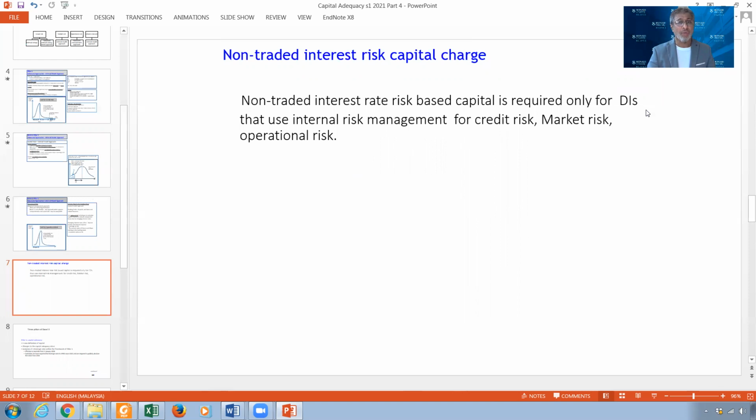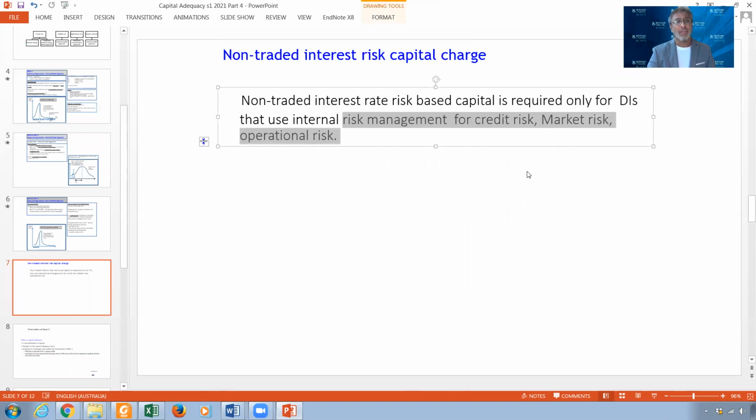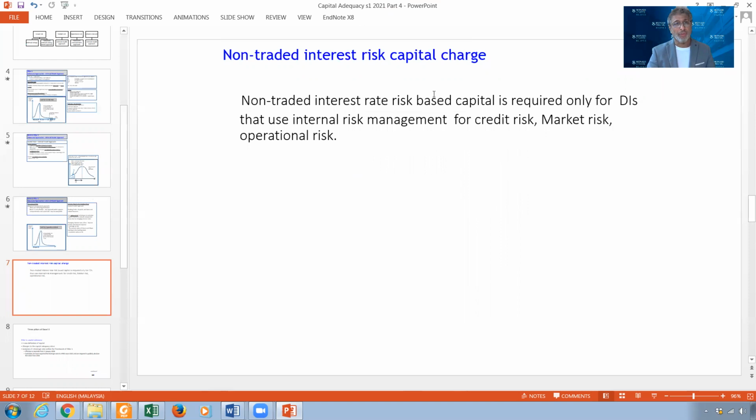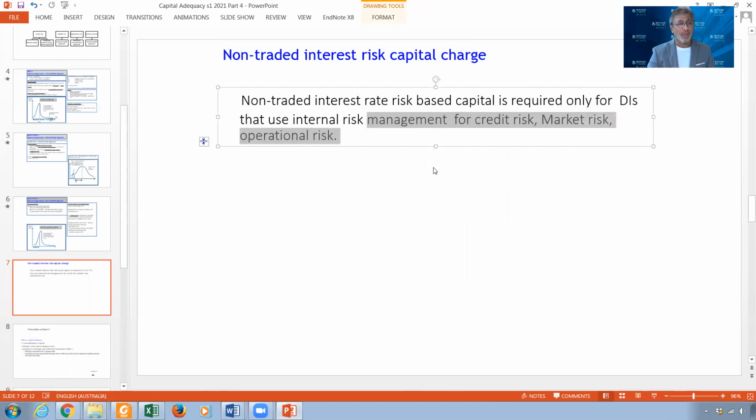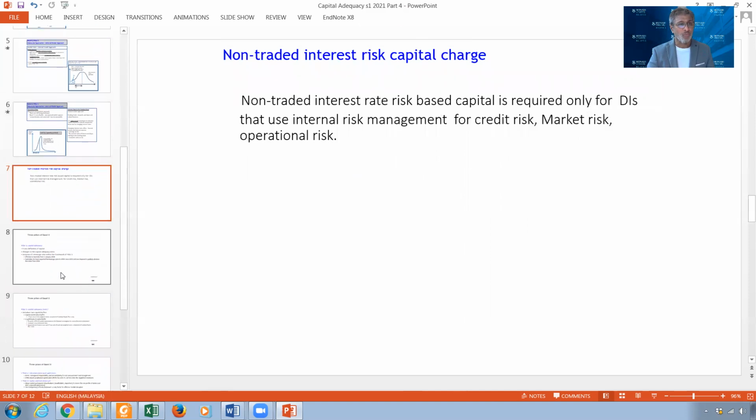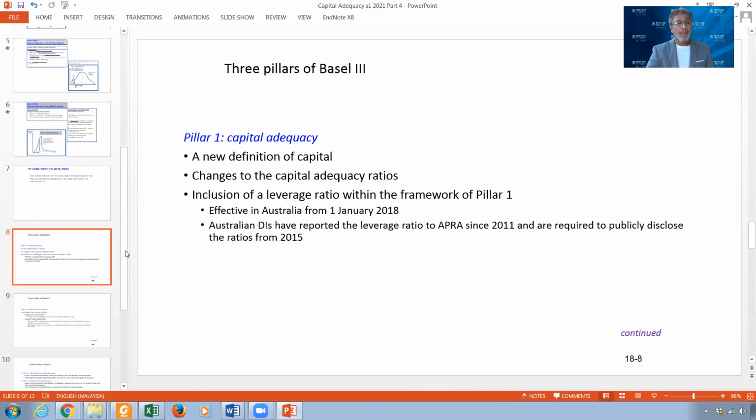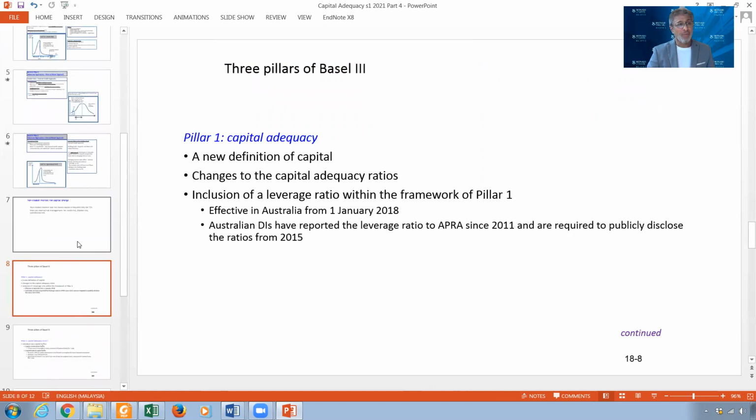This is required only for depository institutions that use internal risk management for credit risk, market risk, and operational risk. We don't use it for the standardized model. So we need to calculate this, and it is required for those banks which are using those internal models. Now, I think we are done with this.